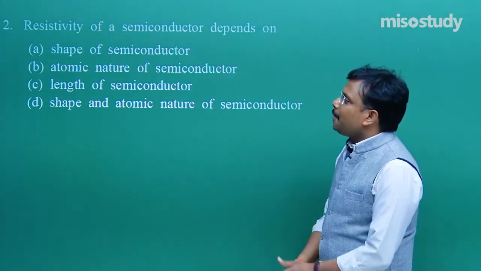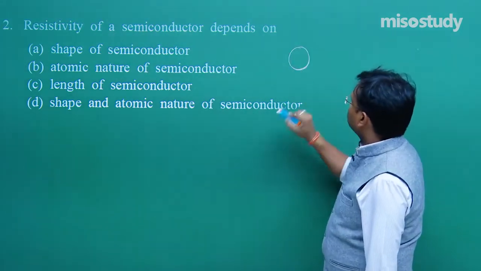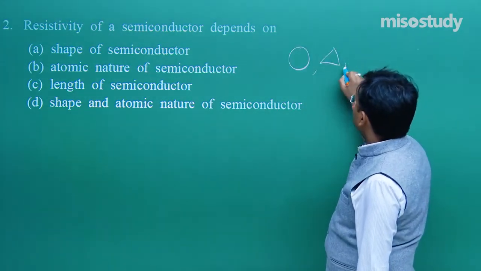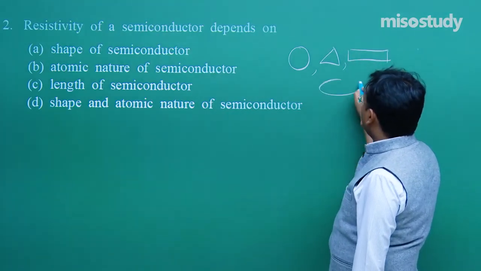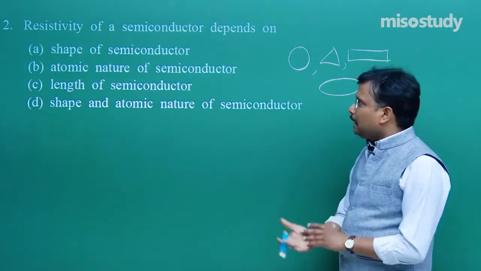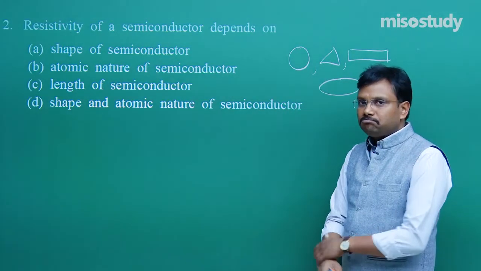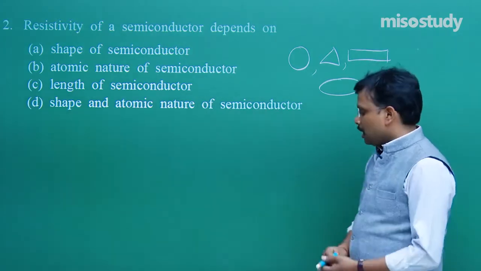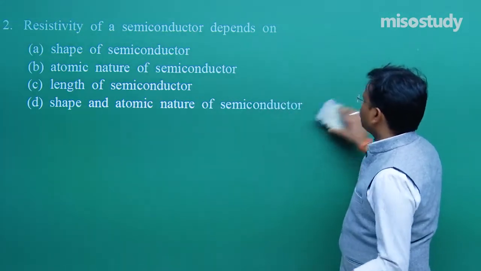First is the shape of the semiconductor. Shape means circular, triangular, rectangular, elliptical. Is it like that? Are these aspects important for the resistivity? No, not at all. So the first option, shape, is meaningless. It's not correct.